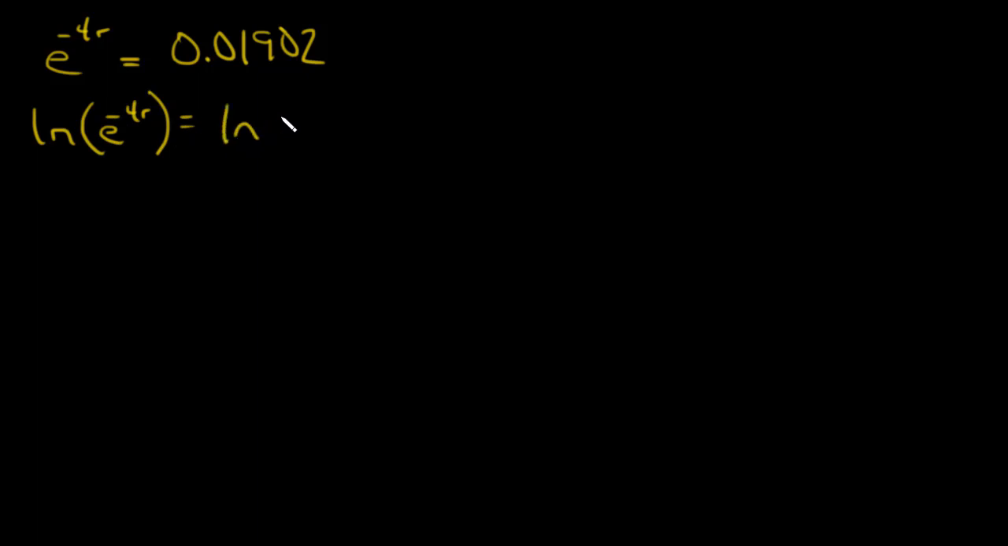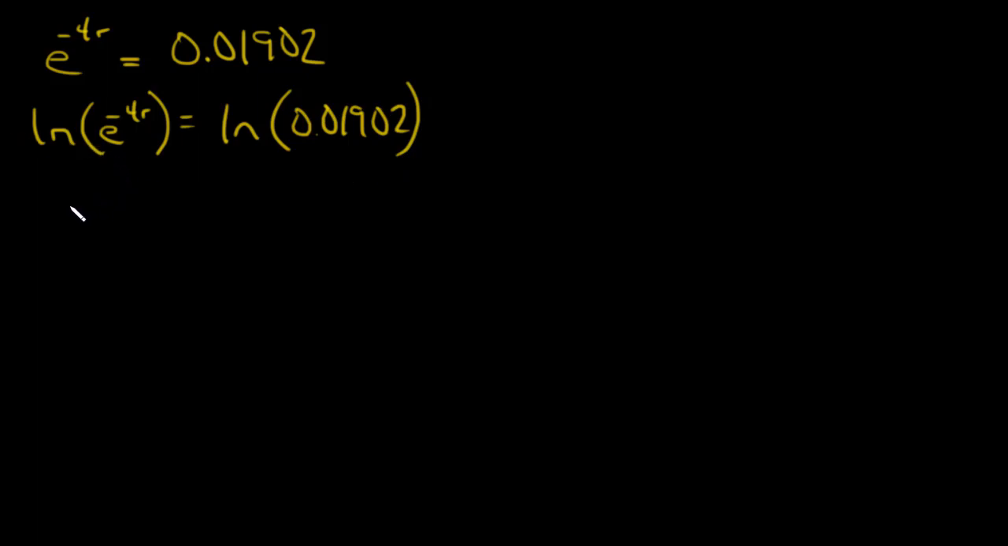I can actually hit that right. There we go. So let me rewrite that. We're going to have e to the negative 4r is equal to 0.01902. We took the natural log and we wound up with the natural log of e to the negative 4r is equal to the natural log of 0.01902. Alright, here we go.